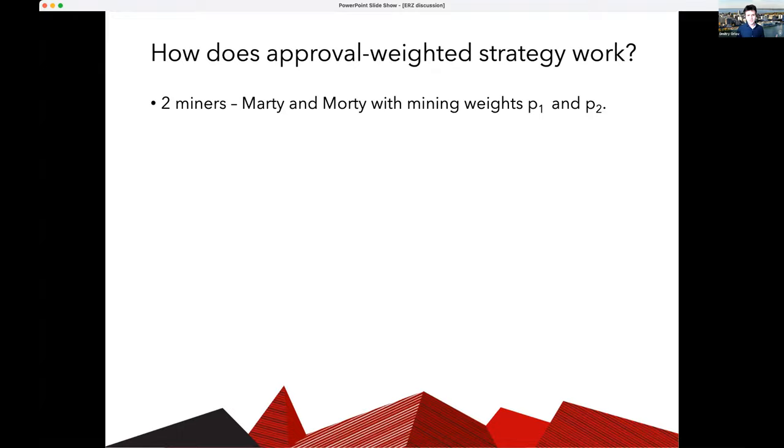I'm going to illustrate to you what this approval weighting equilibrium looks like. Everything that I'm going to say right now applies if you introduce checkpoints as well, so this is without loss of generality, at least as far as I can tell. Basically, this is the idea of the longest chain rule. Think of the last block as the genesis block. We add a block to it, and then we continue adding blocks just like that.